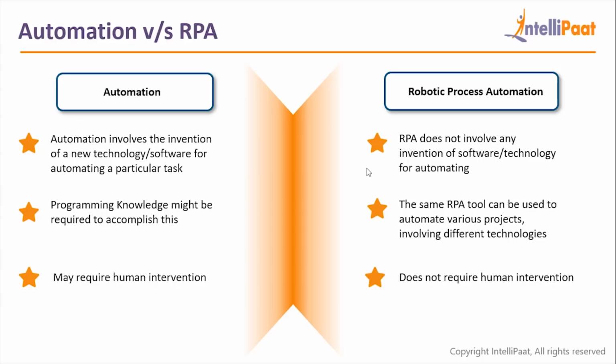Right? So this is the first difference: in automation, you create or innovate technologies or machines that will solve the problem of your automation task. In RPA, you use the RPA tool to create a process which is going to solve your automation task, right?